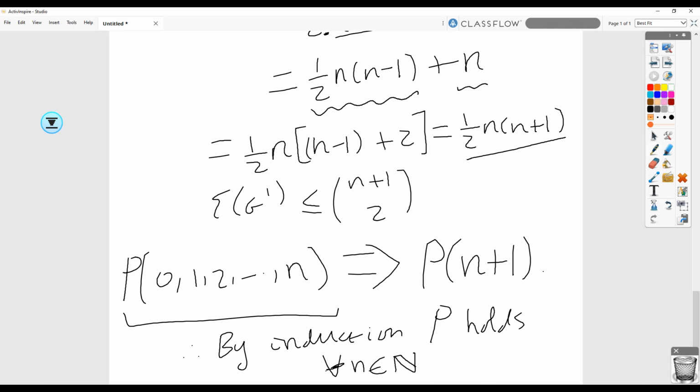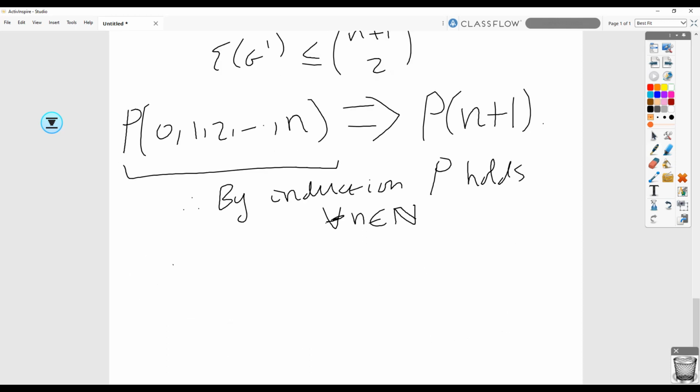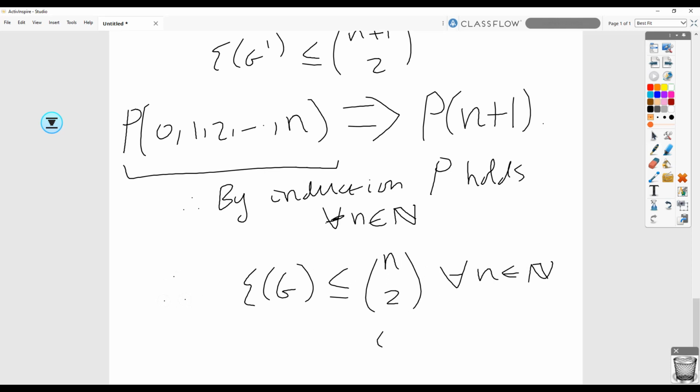So we know now, therefore, for every simple graph G, the number of edges of G is less or equal than the number of vertices n choose 2, which is what we were to prove. So I can say therefore all n in the natural numbers, and I can say QED, or I can use my little box, and that's it.